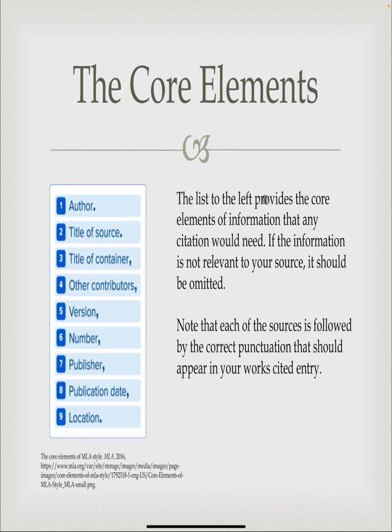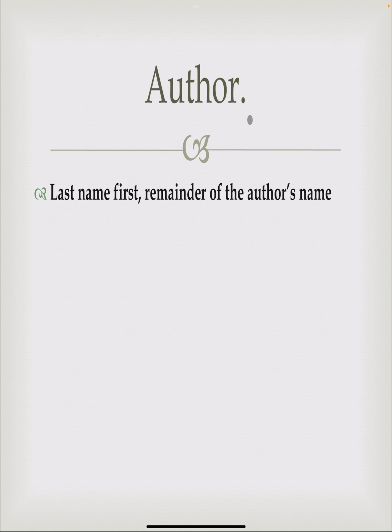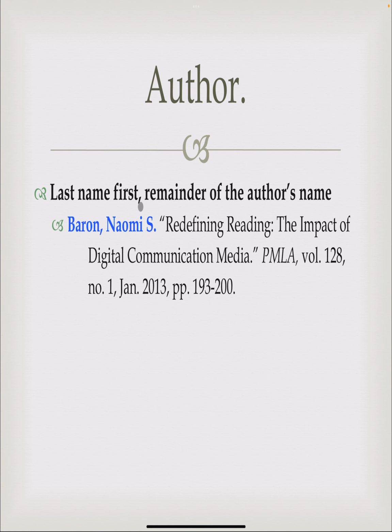The core elements of a citation for the works cited have very specific punctuation: author, period, title of source, period. Down here, version, comma, number, comma. And these are going to correspond with the next slides. So you'll see here, author and period, right? The period comes after the author. We're going to start with the last name and then the remainder of the author's name after a comma. So here, for example, Baron, comma, Naomi S., meaning the first name is Naomi.